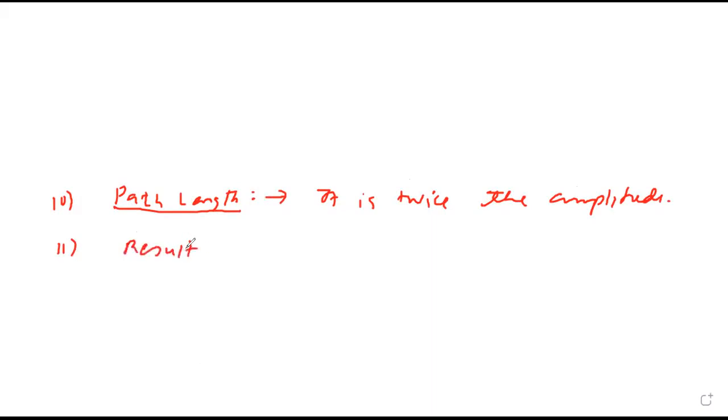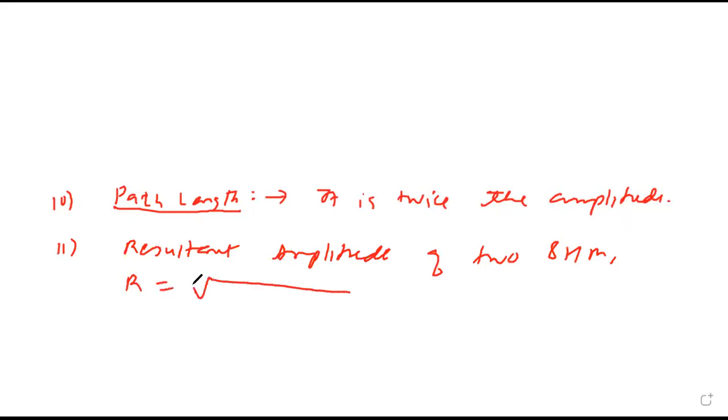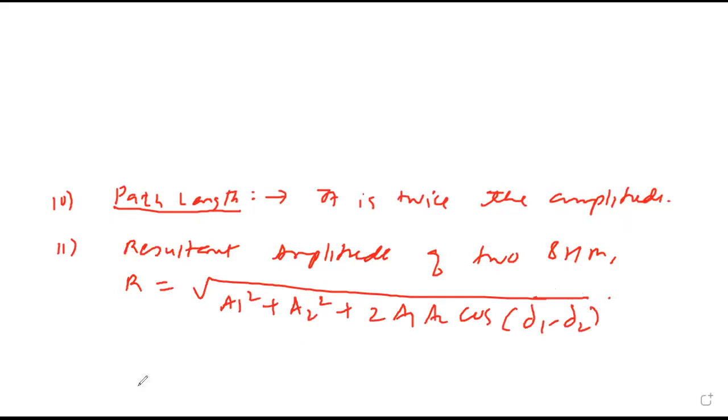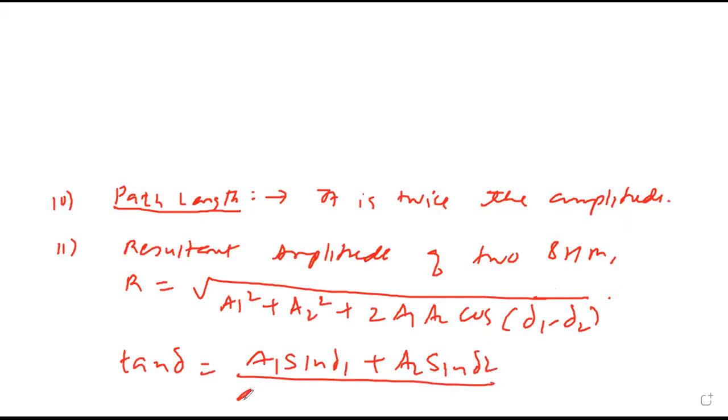Resultant amplitude of 2 SHM is given by R equals root of A1 square plus A2 square plus twice A1 A2 cos of delta 1 minus delta 2. And initial phase tan delta is A1 sin delta 1 plus A2 sin delta 2 upon A1 cos delta 1 plus A2 cos delta 2. Please copy this much again.